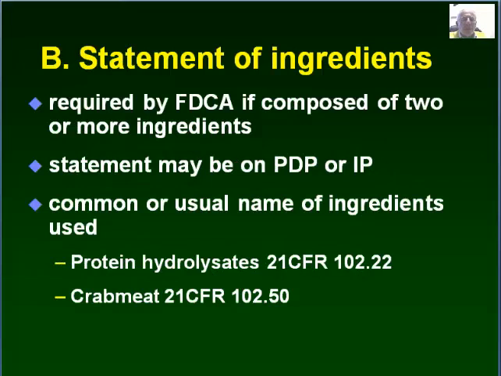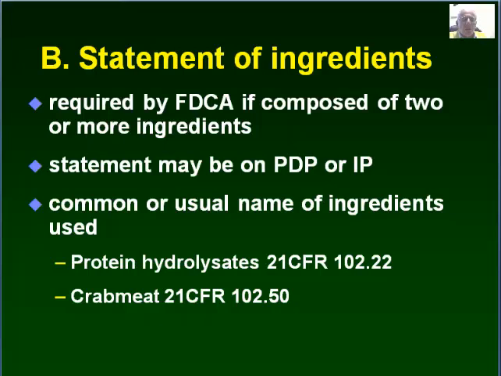The ingredient statement was required by the 1938 Federal Food, Drug, and Cosmetic Act if that food is composed of 2 or more ingredients. The ingredient statement may be in one of 2 places. It may be on the principal display panel or on the information panel. The common or usual name of the ingredients needs to be used.